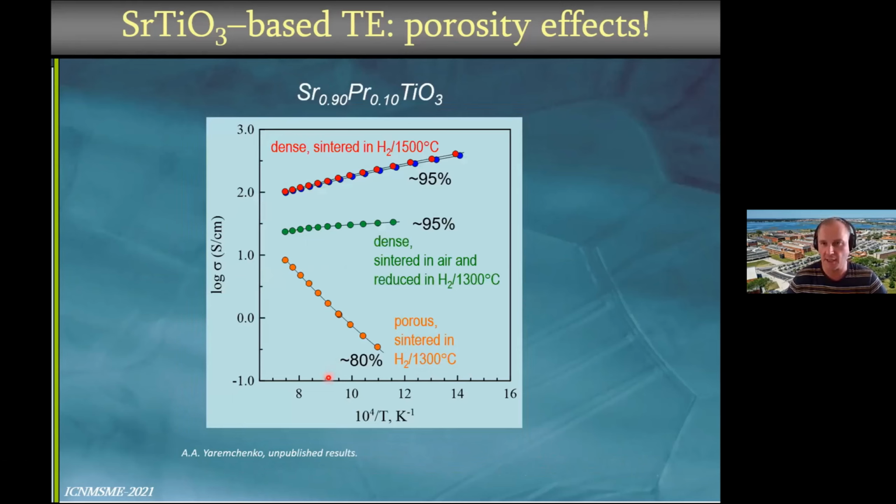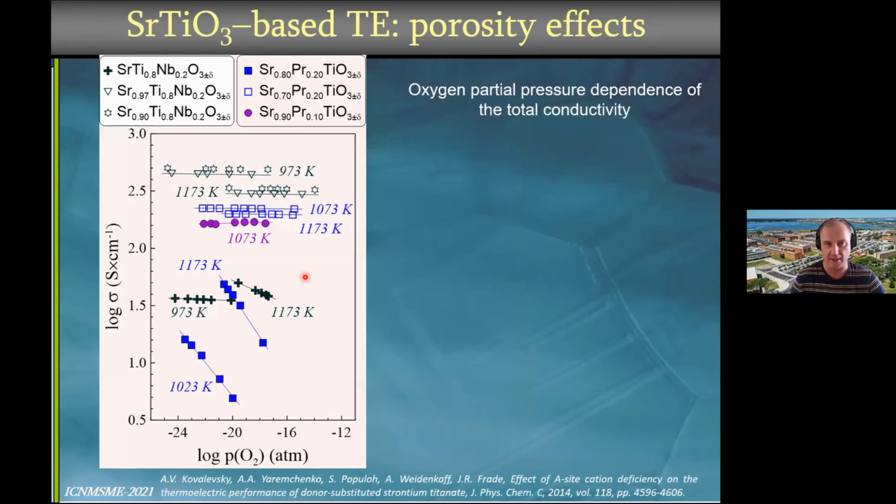I asked one of my colleagues, Alexei, who works with the same materials but for solid oxide fuel cell applications. Fortunately, he had an example to give me. And so you see, again, the material prepared under the same reducing conditions, but in dense form, shows this pseudometallic behavior, while the material which is porous shows the thermally activated type of behavior.